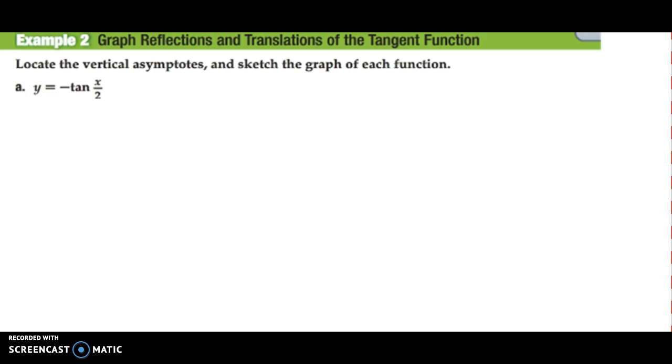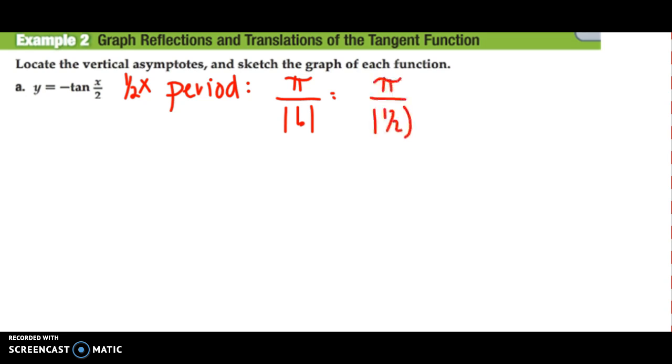First, we're going to find the period. Period is pi over the absolute value of b. Now, ours again, b, well, if you look right there, it's x divided by 2, which is the same as writing 1/2 of x. So my b is 1/2. So pi over the absolute value of 1/2, which is 2 pi. So now my period from vertical asymptote to vertical asymptote is going to be 2 pi in length.